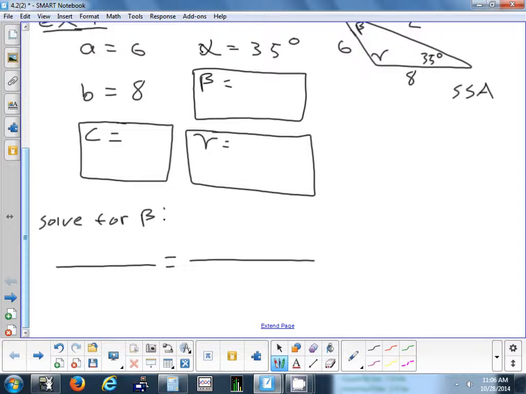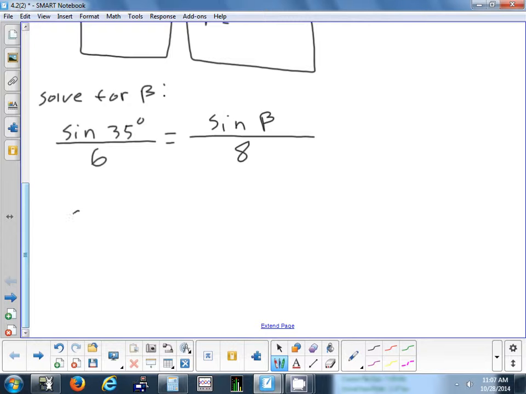Okay, Zach, what could I put on the left-hand side? Sine of 35 degrees. Okay, anything else? 6 underneath it. Yep, 6 underneath, good. Sine of 35 over 6. Andrew, what about on the right? Sine beta over 8. All right, so when we cross multiply, I'm going to do that step in my head.